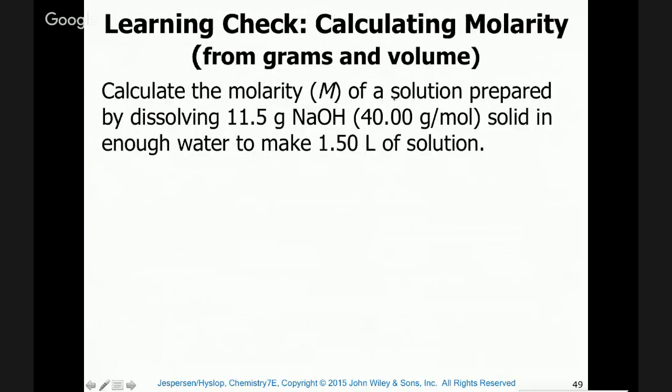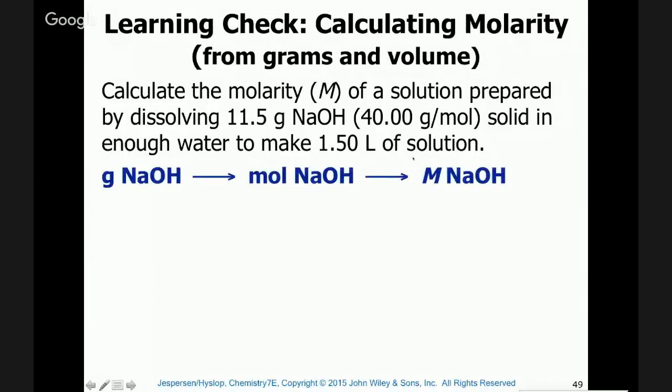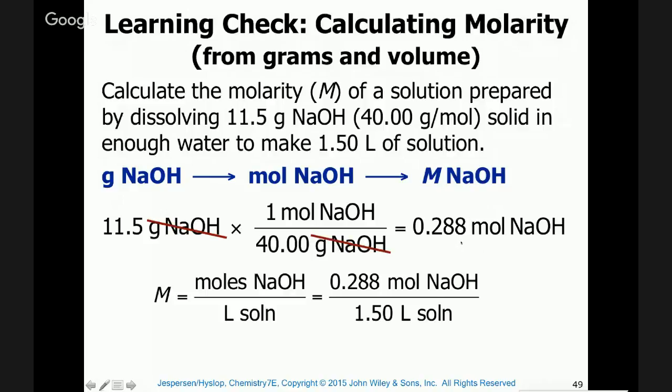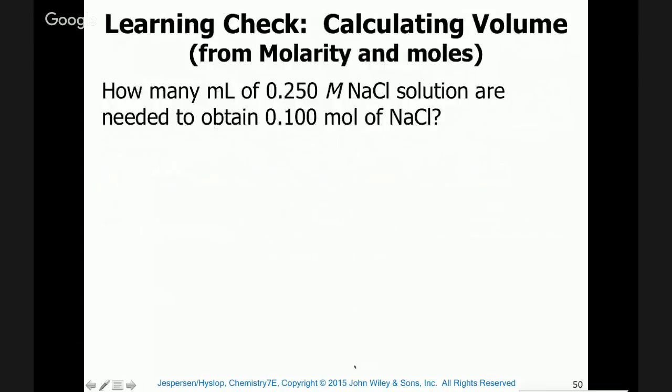Calculate the molarity of a solution prepared by dissolving 11.5 grams of sodium hydroxide solid in enough water to make 0.50 liters. So we need to go from grams of sodium hydroxide to moles of sodium hydroxide to the molarity of sodium hydroxide. We have the mass, and we have the molar mass, or molecular weight, of sodium hydroxide. And we have the molar quantity. Now we need to take the moles and divide by liters of solution, which is given to us in the question. We get 0.192 molar sodium hydroxide.